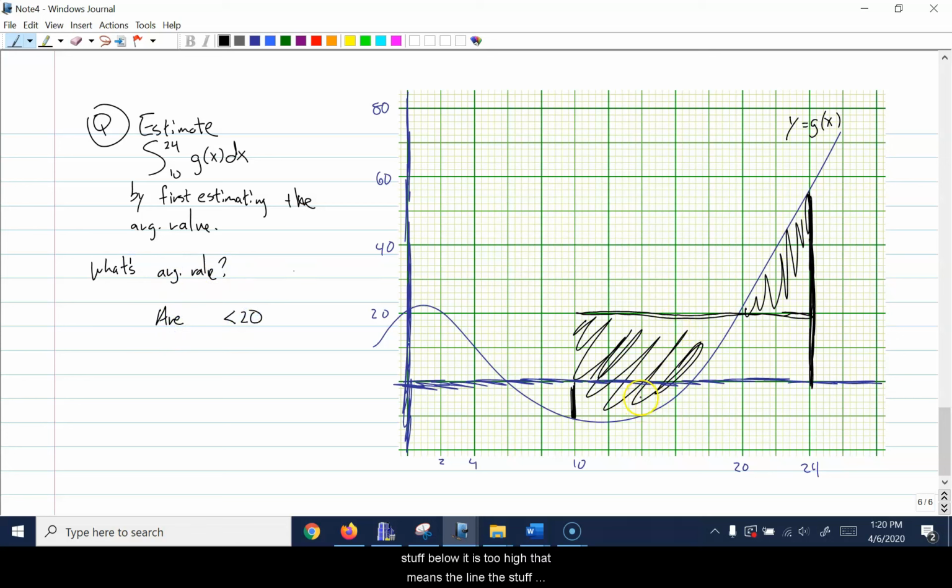If the stuff below it is too big, that means the line is too high. I'm going to need to bring the line down to make the stuff above it bigger and the stuff below it lower. So it's not 20. 20 is too big. What else can we try?